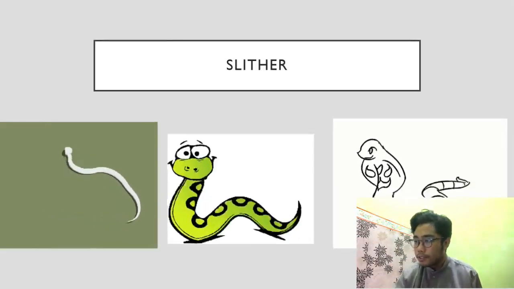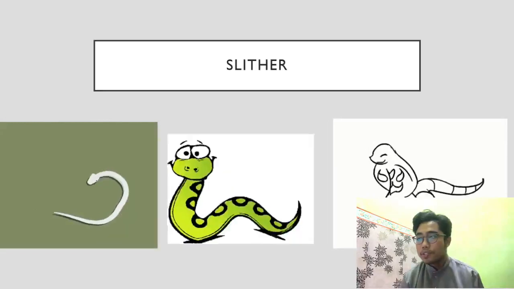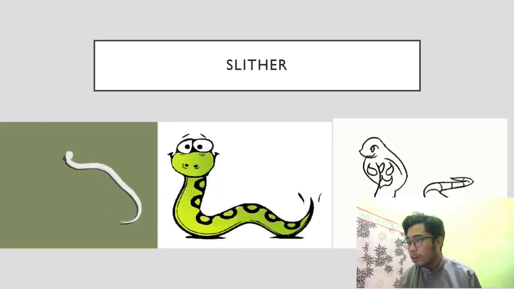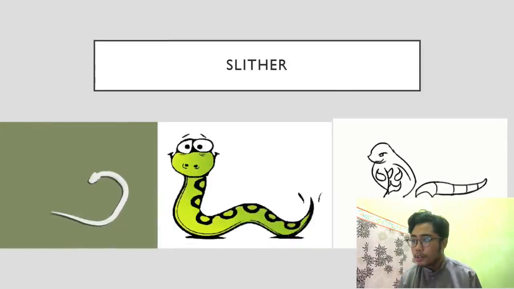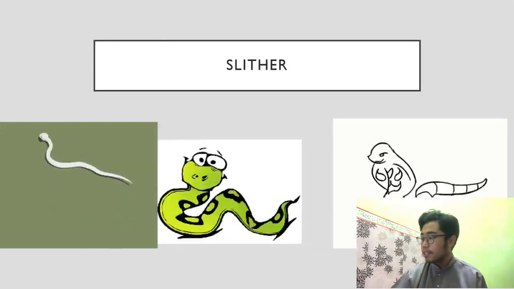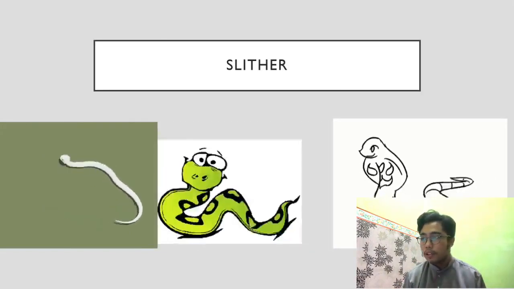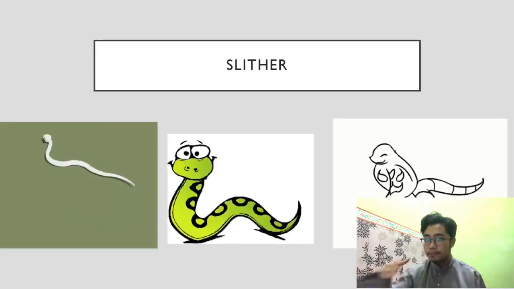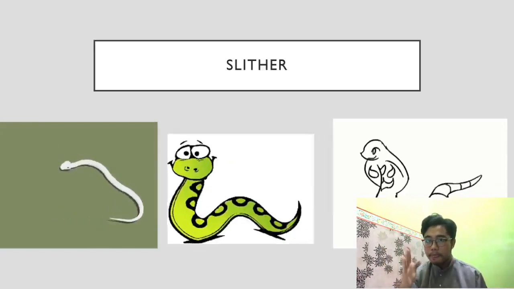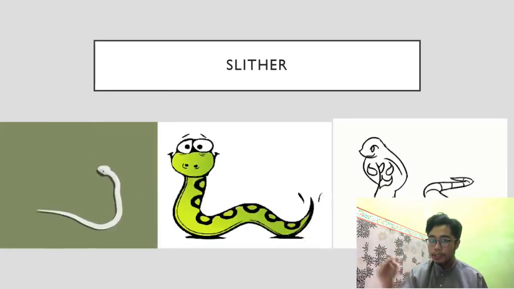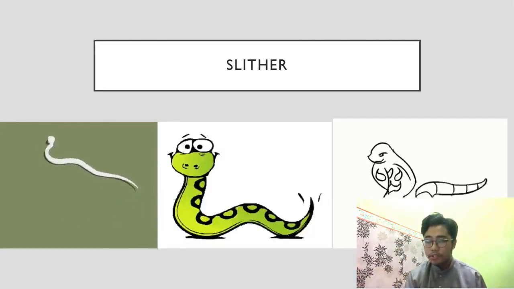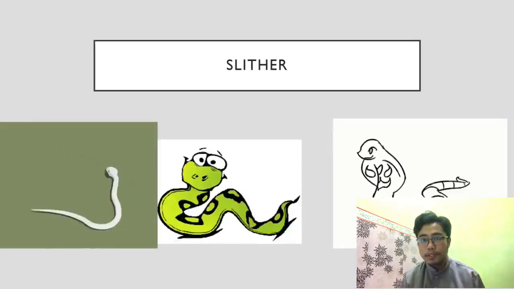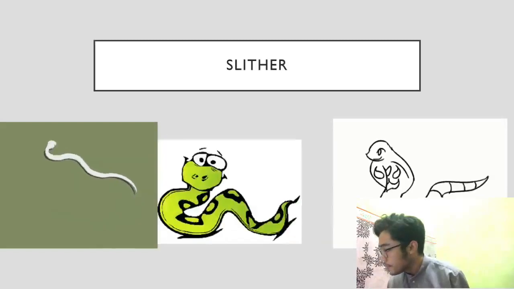When you see these three animated pictures, those are snakes, obviously. So the first one is a white snake. How does it slither? What is slither? Like the snake does. See? It is moving like this. When you see a snake move, that's called slither. So every time you see a snake move, that is called slither.